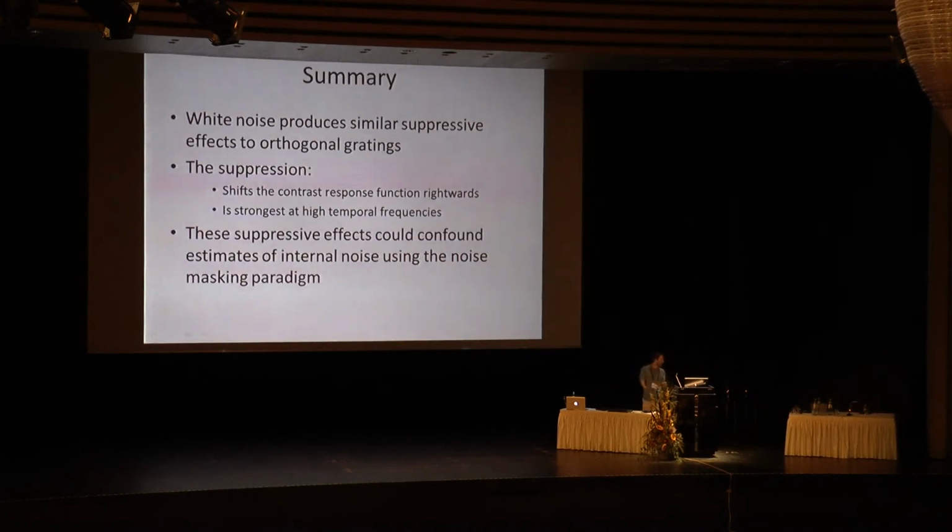Okay, so to summarise all of this then, we've seen that white noise can produce very similar suppressive effects to orthogonal gratings. So the suppression is shifting the contrast response functions rightwards, where we measure them directly using steady-state EEG, and it appears to be strongest at the high temporal frequencies, just like masking from orthogonal gratings. And it stands to reason, at least in my mind, that these sorts of suppressive effects could confound empirical estimates of internal noise that we get from using the noise masking paradigm with two-dimensional noise.